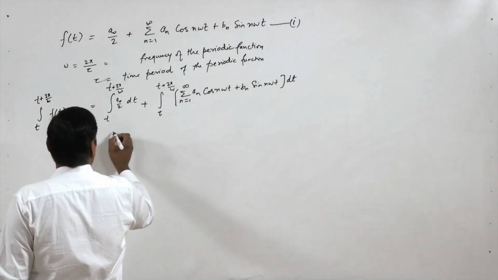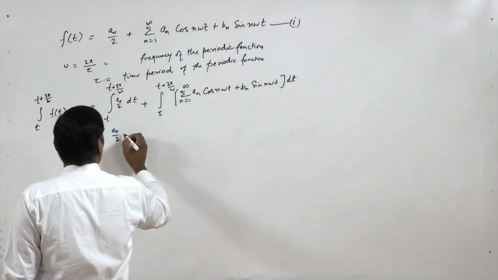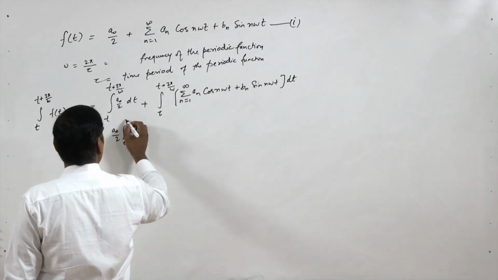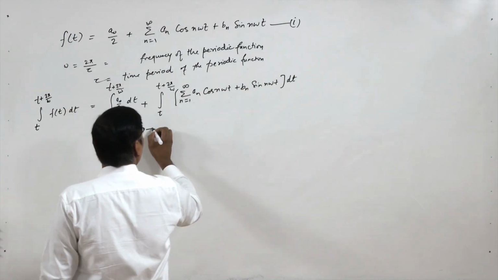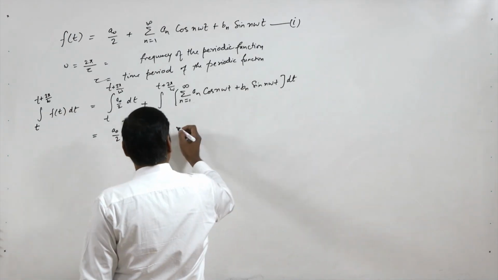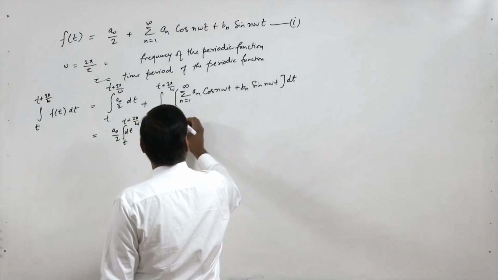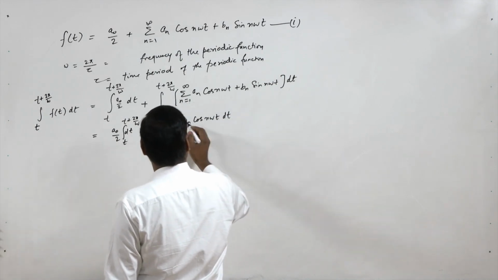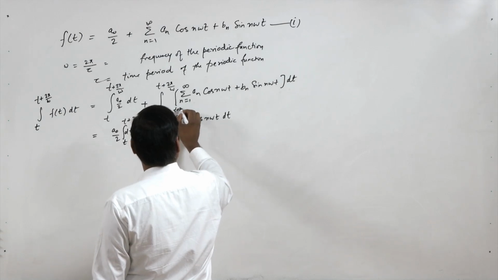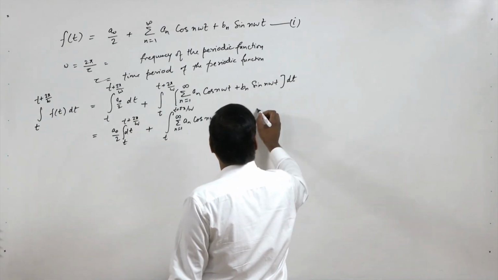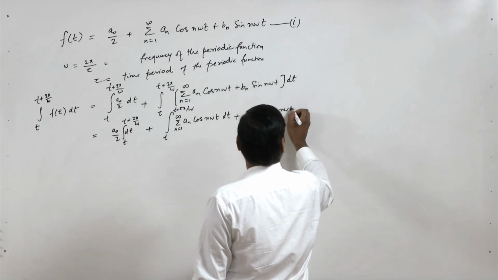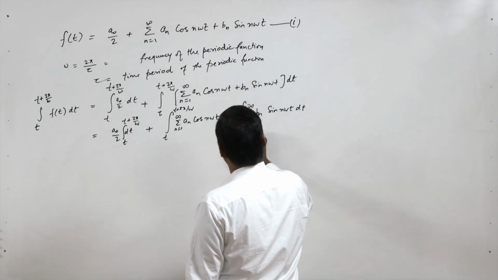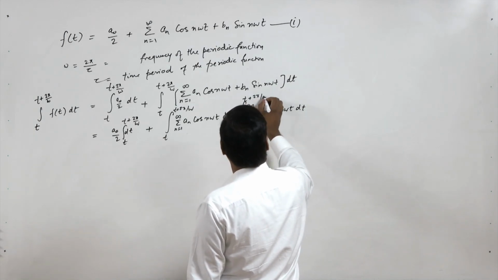So here we can write a0 by 2 dt, because a0 by 2 is constant, integrated from t to t plus 2 pi by omega, plus sigma n equal to 1 to infinity a_n cos n omega t dt, plus b_n sin n omega t dt, and sigma n equal to 1 to infinity, and then integrate from t to t plus 2 pi by omega.